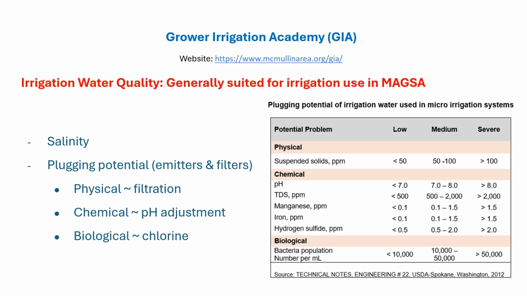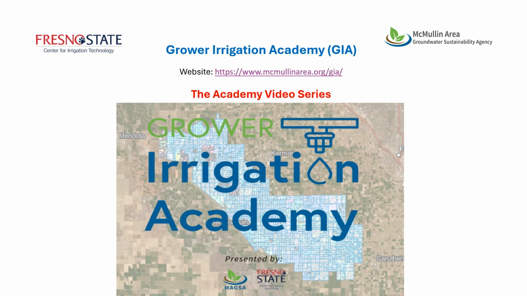We have reached the end of our technical presentation. Before saying goodbye, let us briefly discuss the project in the next slide. The Water Efficiency Technical Assistance Program of the California Department of Food and Agriculture has provided the project funding for improving water use efficiency and nutrient management for the McMullin Area Groundwater Sustainability Agency, or MAGSA for short.